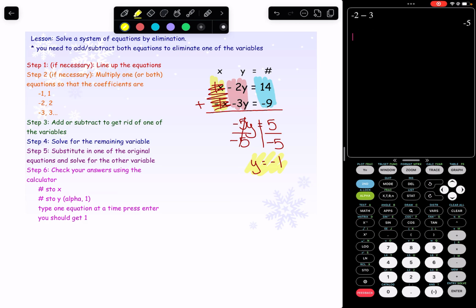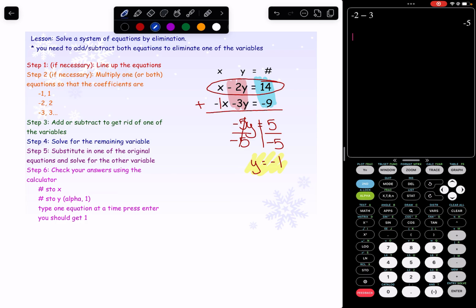So step 5 is to substitute our y value into one of the original equations so we can find the other variable, which is going to be x. So let me just erase this stuff I crossed out so I can see the equations. And I'm going to use my first equation. It doesn't really matter which equation you use. I'm just going to pick the first one.